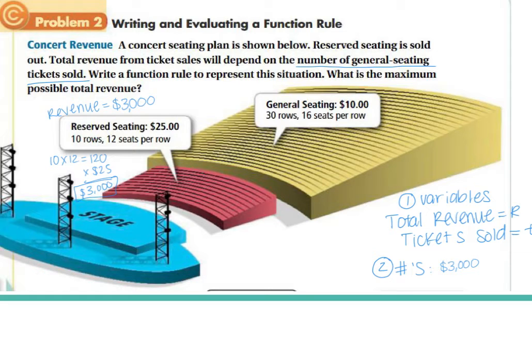Now, the tickets sold in general seating will tell us how much our total revenue is going to be. How much is a general ticket sold going to be? How much money are we going to make off of those tickets? In total, or just for one ticket? Just for one ticket. If we sold one ticket in general seating, how much would we make? $10. Okay, that's going to be our second number. So $10 is our second number.